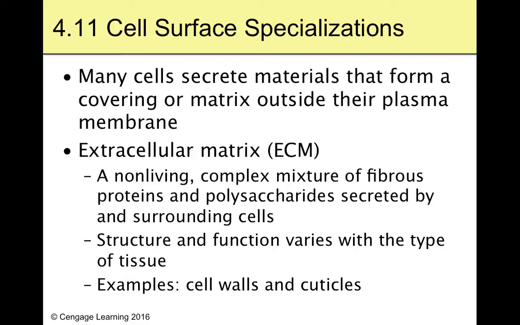So let's look at our cell surface. A lot of cells will secrete materials outside of their plasma membrane. It's not like there's a cell and then outside of the cell there's just water and that's it. It's not like that, really. The cells secrete proteins, and they secrete lipids, and they secrete sugars, and they build what's called an ECM, or extracellular matrix. And the extracellular matrix is not living, but it's a bunch of proteins and sugars surrounding that cell.